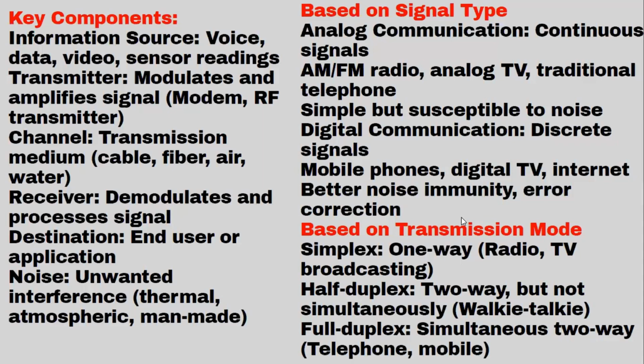The receiver demodulates and processes the signal, that is separation. Modulation means mixing, and demodulation means separating out the main signal from the radio frequency signal and the process signal. Then comes the destination part, the end use or application. Speaker, if it is sound; if it is video, it has to be seen on the screen.